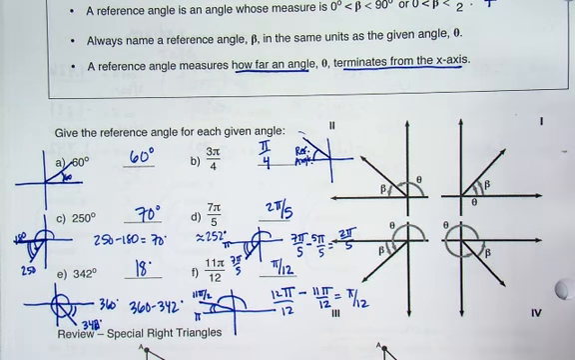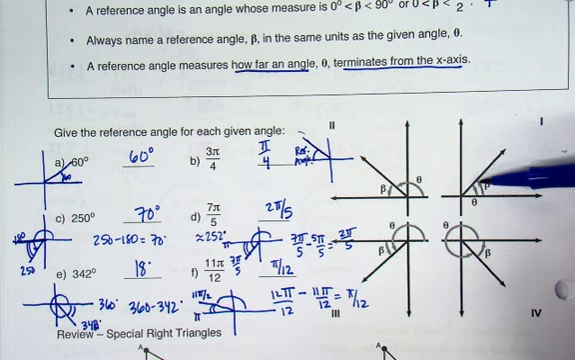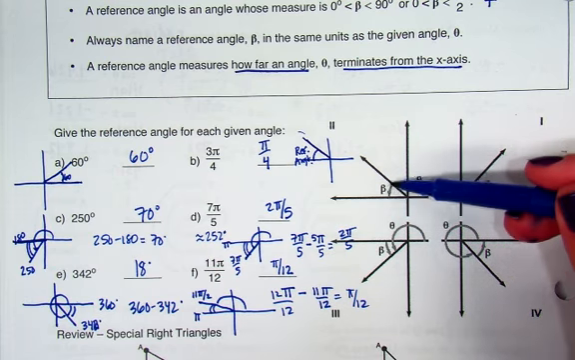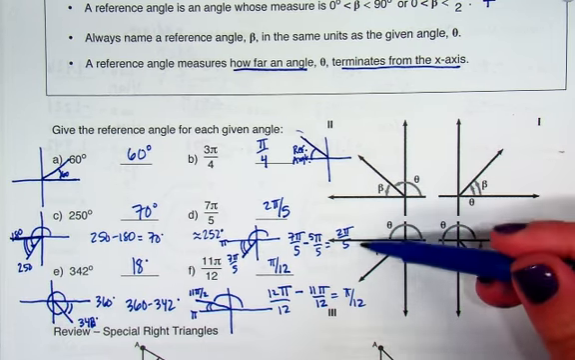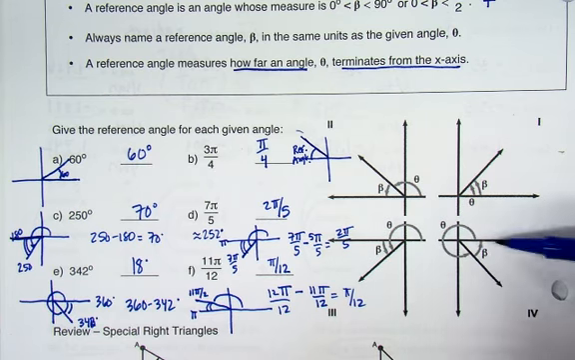If we're in quadrant 1, it's just the value of the angle. Quadrant 2, you've got to see how far it is away from pi or 180. Quadrant 3, same thing, how far is it from pi or 180. In quadrant 4, how far is it away from 2 pi, or 360, right?